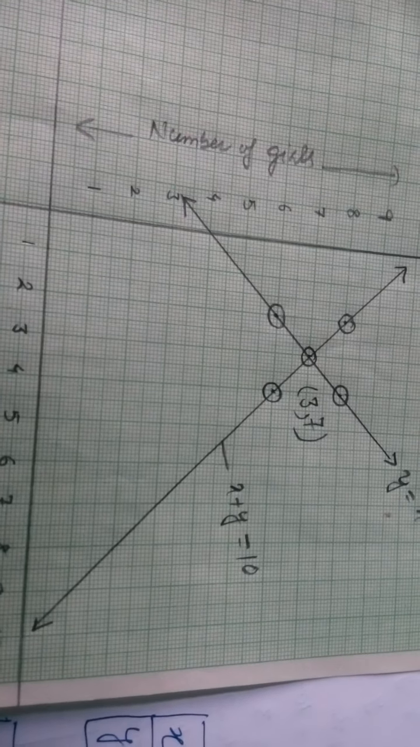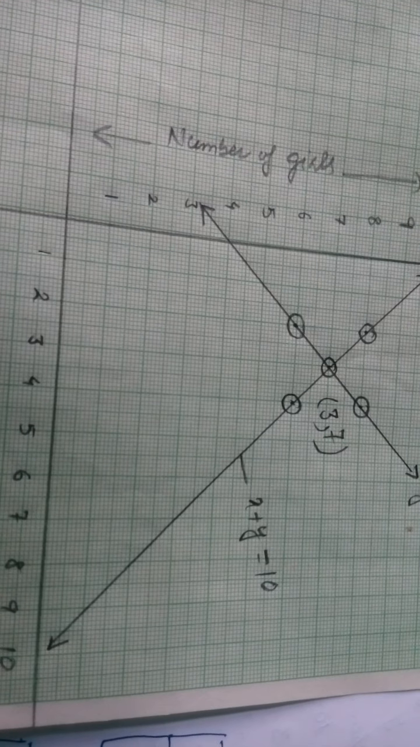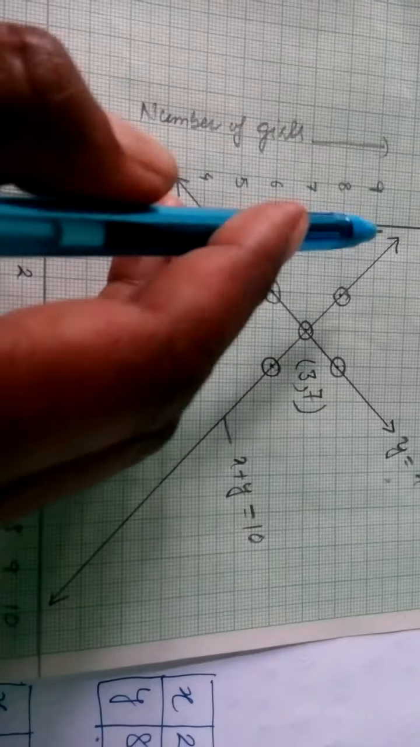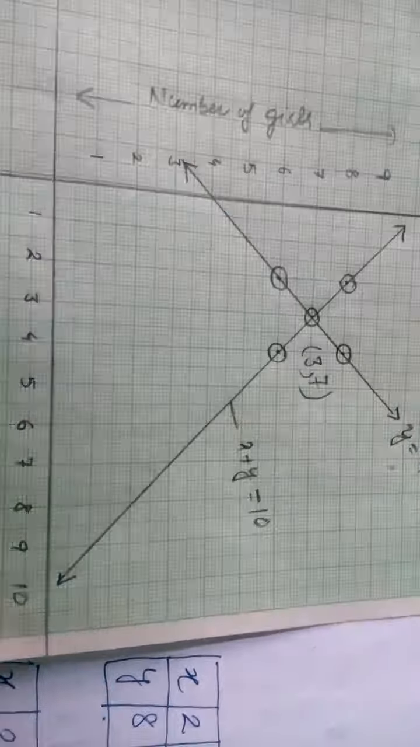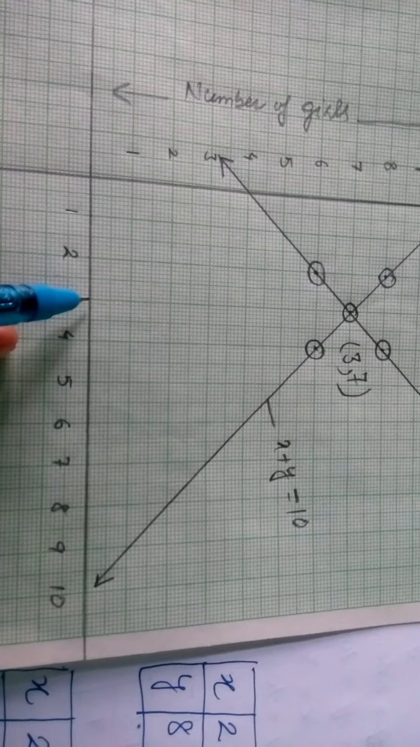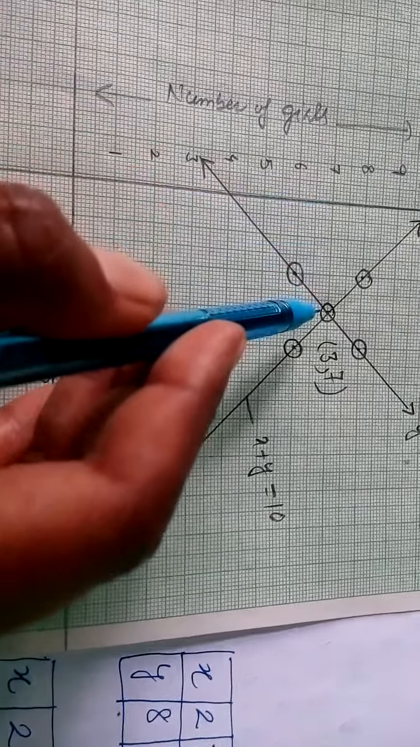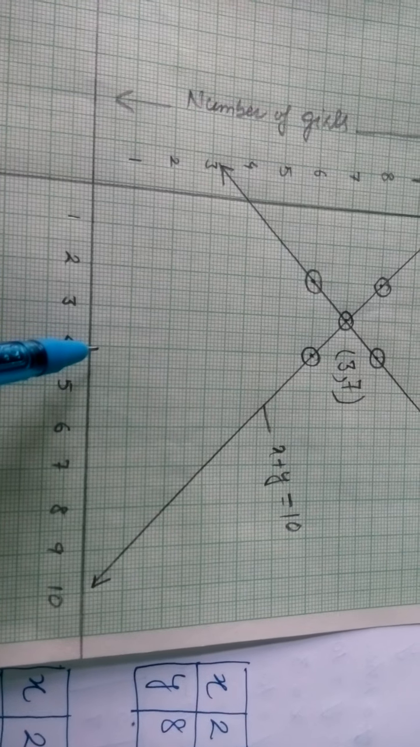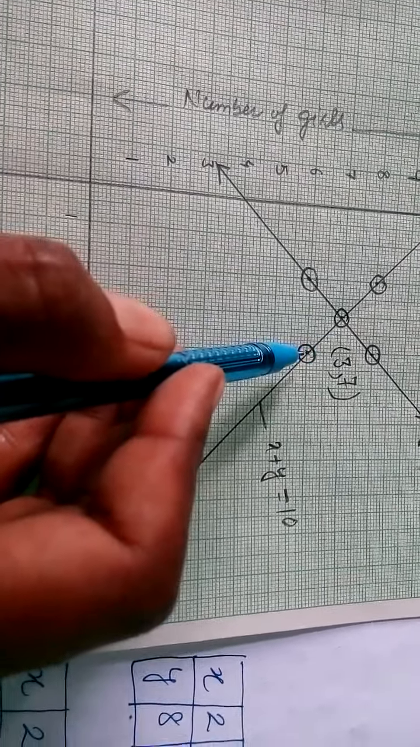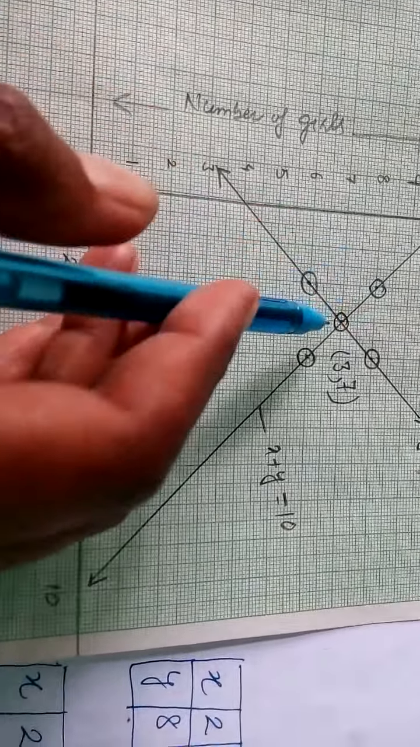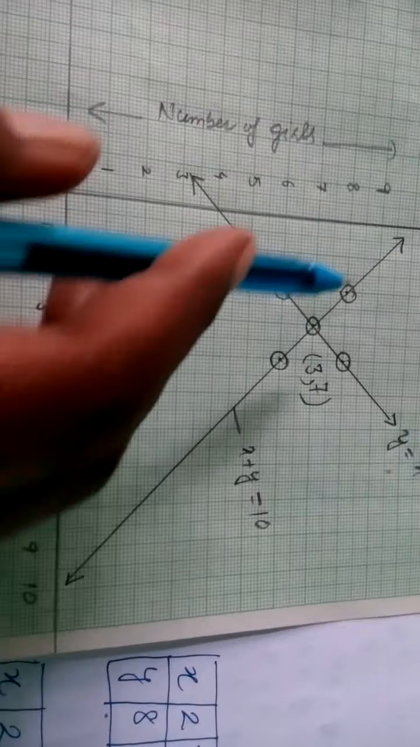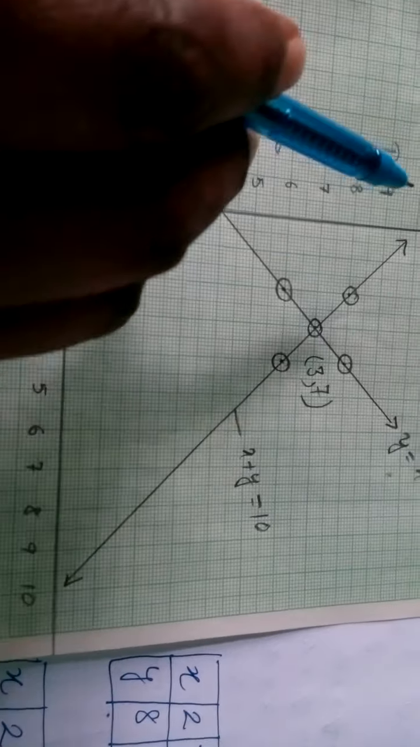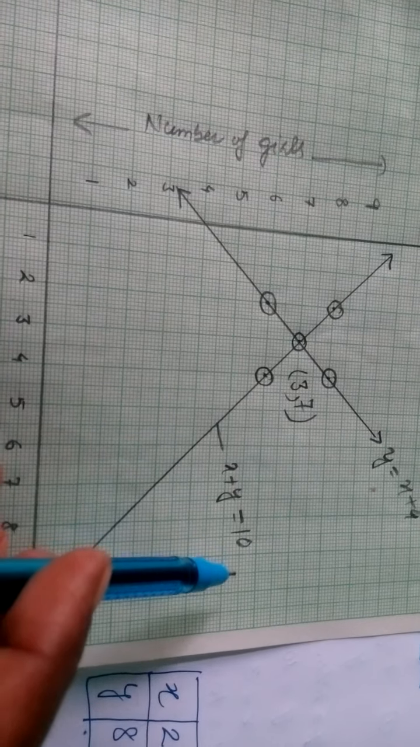Now let us firstly solve this equation. When x is equal to 2, then y is equal to 8. When x is equal to 3, then y is equal to 7. And when x is equal to 4, then y is equal to 6. From these three, I have got all three points for this equation, and the equation was x plus y is equal to 10. So I have plotted the graph for this equation, x plus y is equal to 10.